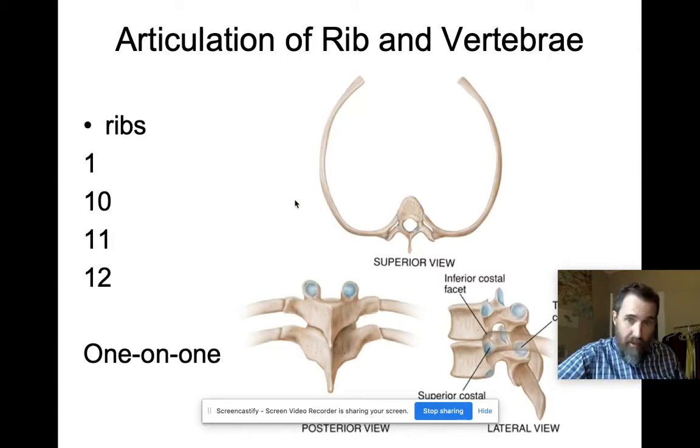But it doesn't stop there, right? You can see that that rib continues to curl. It curls anteriorly, so now it's reaching forward to attach to the corpus. And you can see here that it's going to attach to the superior costal facet of that same vertebra. So ribs 1, 10, 11, and 12 have 2 points of attachment to just one vertebra. Each has 2 points of attachment to just one vertebra. A one-on-one relationship.